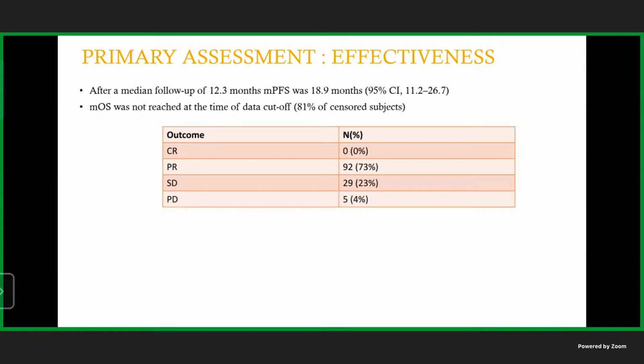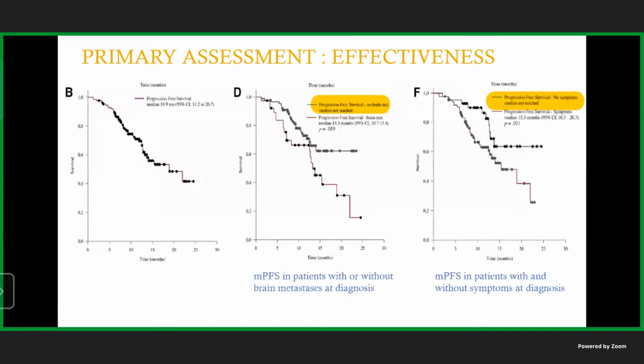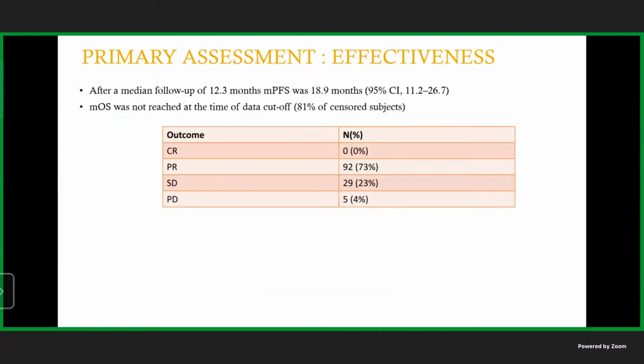Complete remission was seen in none of the patients, partial response was seen in 73% of patients, stable disease in 23% of patients, and progressive disease in 4% of patients. Similarly, if you see median PFS, it also followed the same trend as that of median TTD. It was better in those without brain metastasis. It was better in those without symptoms at diagnosis, and those who had fewer than 3 metastatic sites.